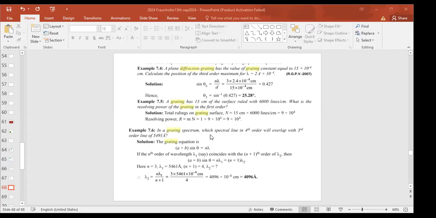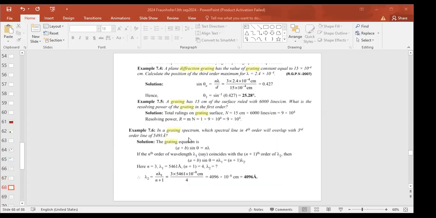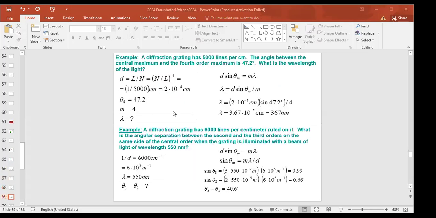And then, in the grating spectrum, which spectral line of fourth order will overlap with the third order line of the given lambda? Here you can see for the grating equation, they use A plus B sine theta is equal to M lambda, right? So forget about that part. Now in our case, we use D sine theta. I told you that in double slit, the slit separation is directly the slit separation, and you don't have to worry about the other parts.